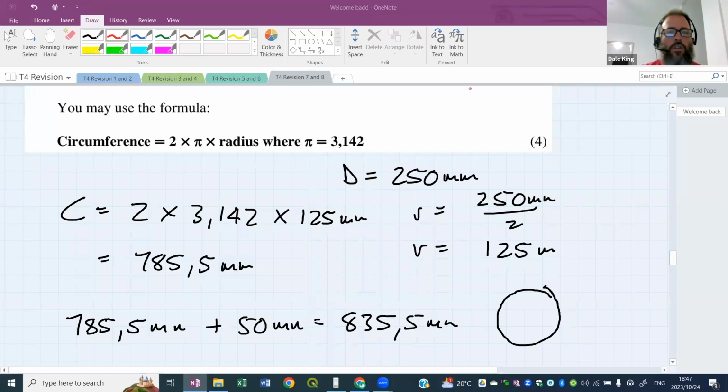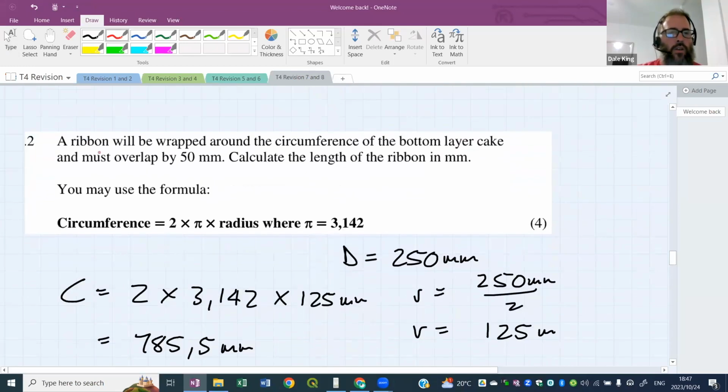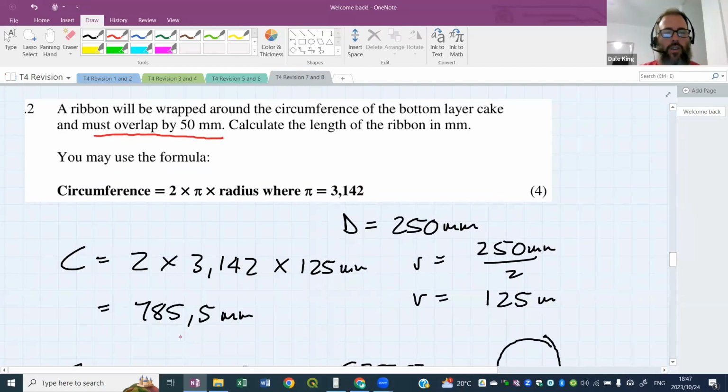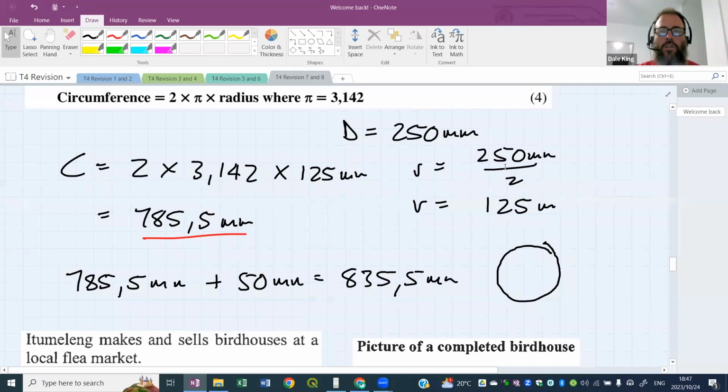All right, let me go up to the question. Okay. So the question says, a ribbon will be wrapped around the circumference of the bottom layer of the cake and must overlap by 50 millimeters. Okay, so did you get 785.5? Yeah. All right, so it's fine. You just have to add on the 50 millimeters. Okay, sir. Thank you. No problem. Thank you for your question.